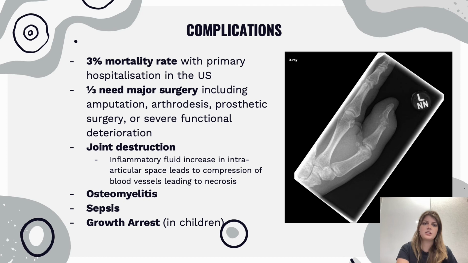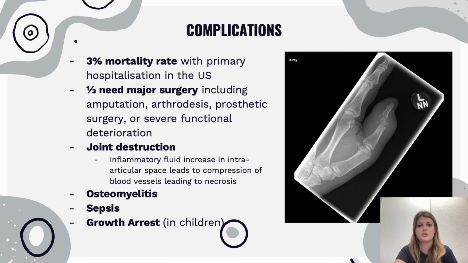And then complications. So in the States, if a patient is hospitalized for their septic arthritis, there's a 3% mortality rate. So it is quite a serious condition. 1/3 will need major surgery, including amputation, arthrodesis, or prosthetic surgery, or they'll have severe functional deterioration. Joint destruction is ultimately if it's untreated.